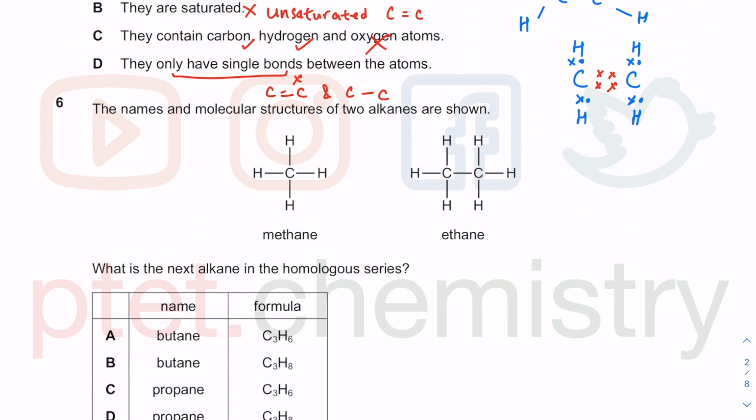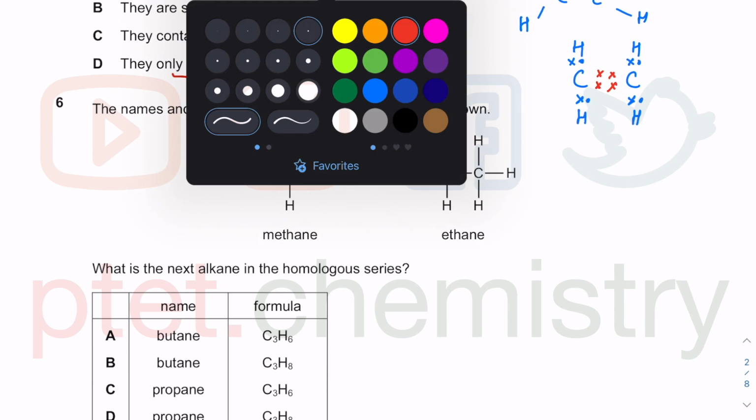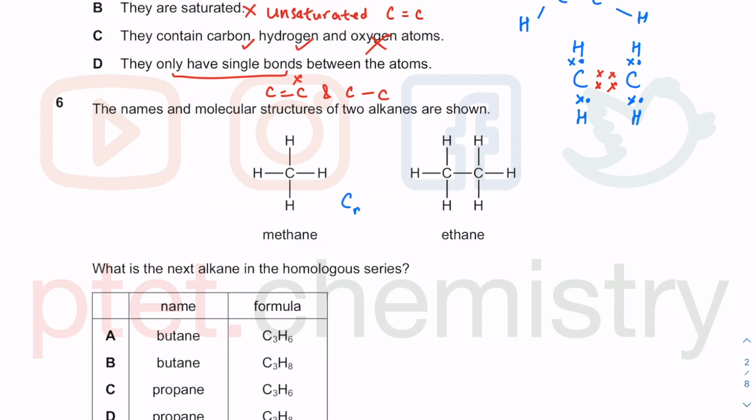Number 6, the names and molecular structures of 2 alkanes. We have methane, we have ethane. If we look at the general formula, CnH2n+2 of alkanes. Homologous series, you just add another CH2 in the next member. These are properties of members in the same homologous series of these alkane.